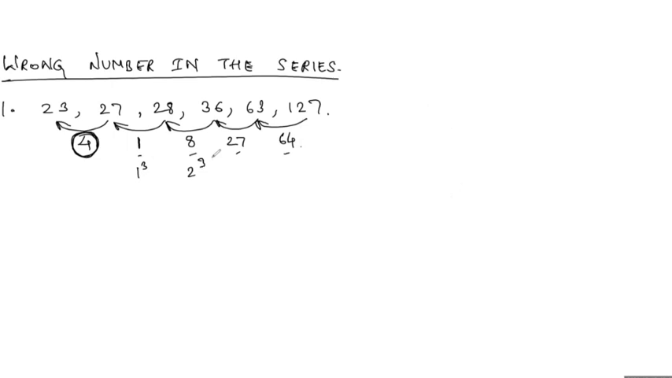3 3s are 9. 9 3s are 27. What is 4 cube? 64. Yes. So see these 1, 8, 27, 64, it is cubes of numbers. So what should come in place of 4? 4, 1, 8, 27, 64 is the wrong pattern. But in the correct pattern, in place of 4, what is the correct number?